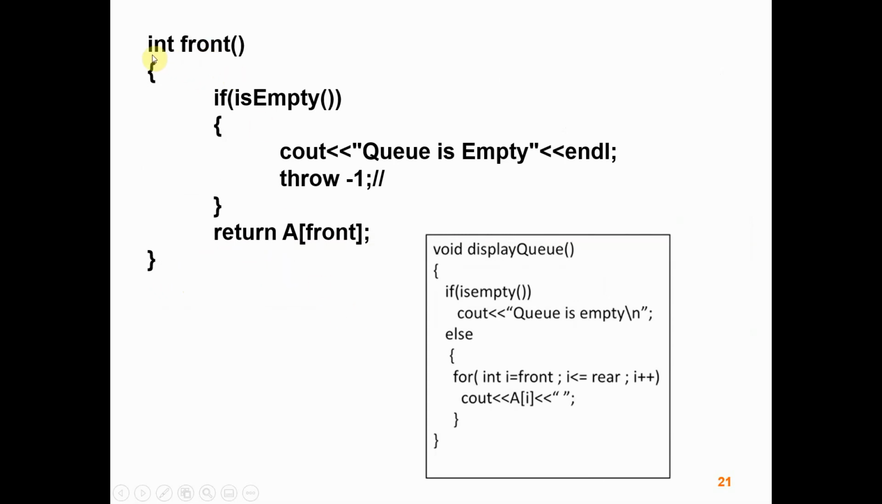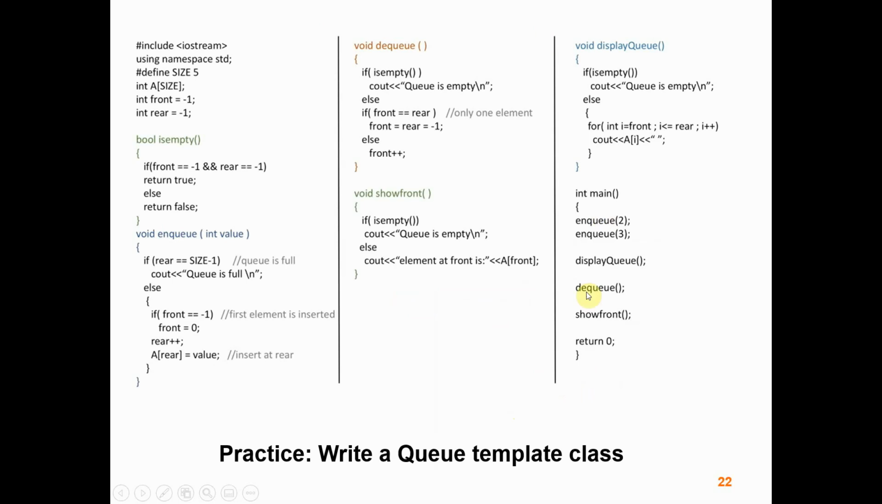A couple of other operations that we can have: to return the front of the queue, we can just write a function like this, and this checks again if the queue is empty or not. Otherwise it returns the front of the queue. If you want to display all the elements of the queue, you just have to write a for loop to do so. Again, you have to check if your queue is not empty. This shows the whole implementation of a linear array queue using C++.